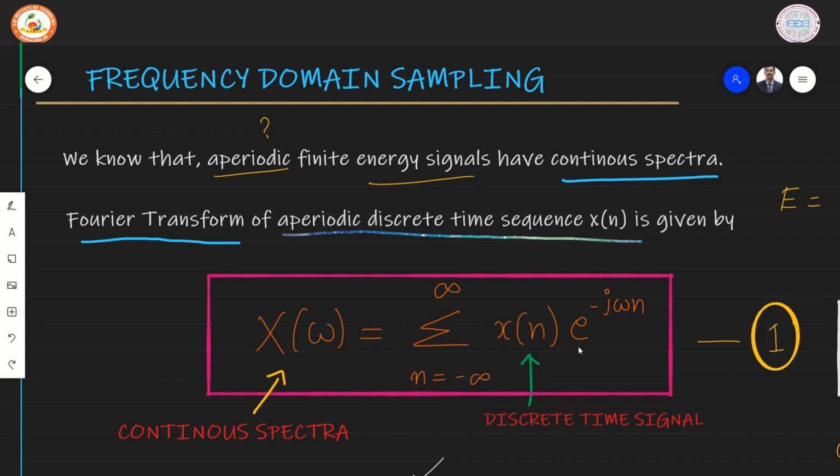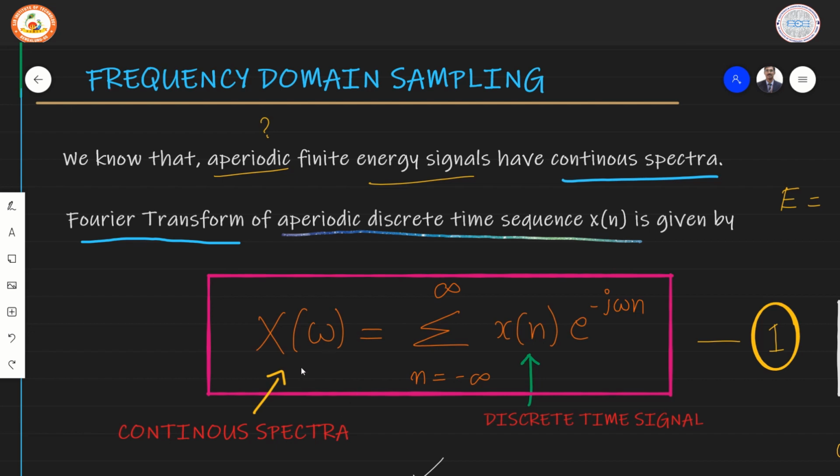x of n is multiplied by a complex exponent e to the power of minus j omega n, where omega represents the angular frequency. We take all the terms in x of n and multiply each with the respective exponent, and the summation of that is called capital X of omega. Capital X indicates the transform. Omega says it is a function of frequency.